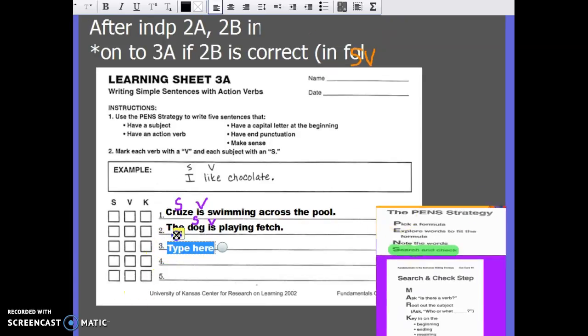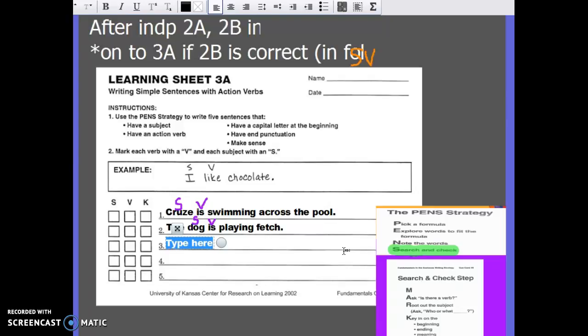I'm going to make up one more. But I'm going to try to use a different verb this time. So pick a formula, SV. Explore the words to fit the formula. Maybe my subject is going to be Natalie. And then my verb or my predicate is going to be golfing. Or golf, I think I'm going to do.